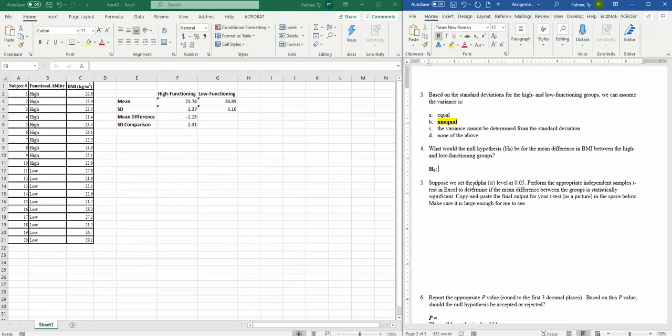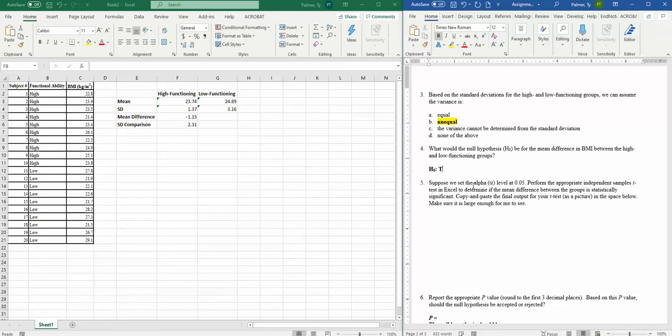And so again, when we're performing these comparisons between two independent samples, what we're looking at is the difference, and in particular the mean difference. And so that's what the question asks. What would the null hypothesis be for the mean difference in BMI between these two groups? Well, we could state it like this. If we want to be specific for this question, we're looking at BMI. We're comparing two groups, in particular high versus low functioning groups. So to be specific, we could say something like this.